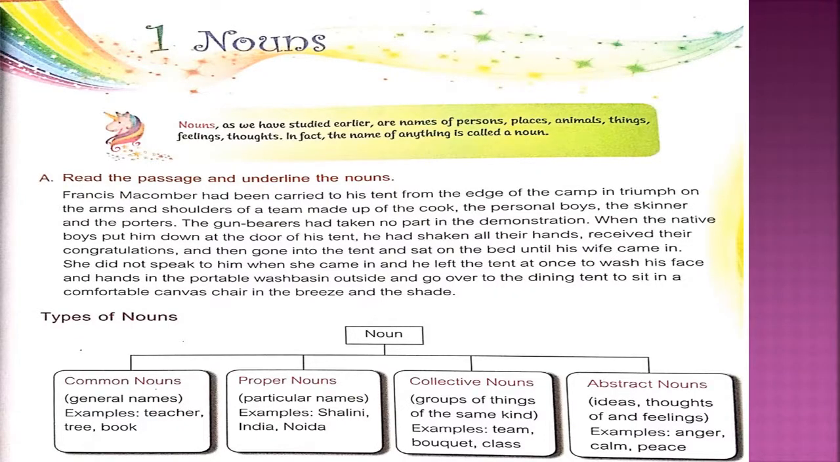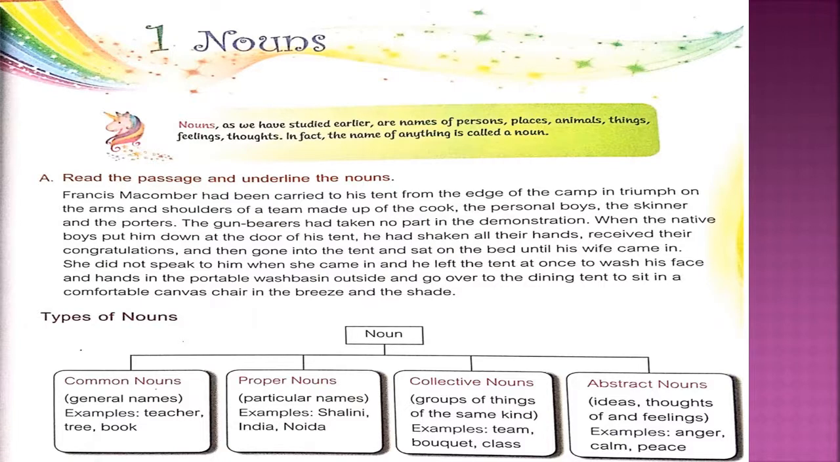So let us begin the class with the very first chapter, Nouns. I think you are very much acquainted with the term nouns, as you have already studied this in your previous classes. So let's revise once more. Nouns are naming words. They are the names of persons, places, animals, things, feelings, thoughts. In fact, anything that can be named is called a noun.